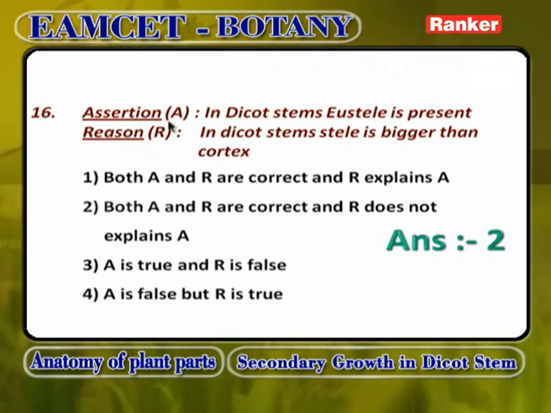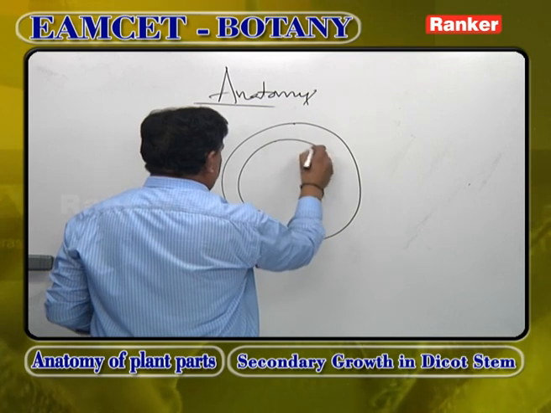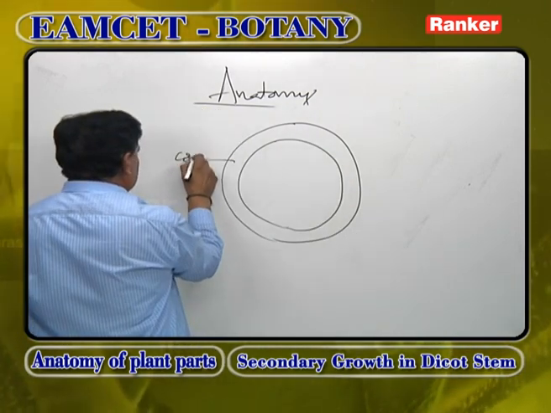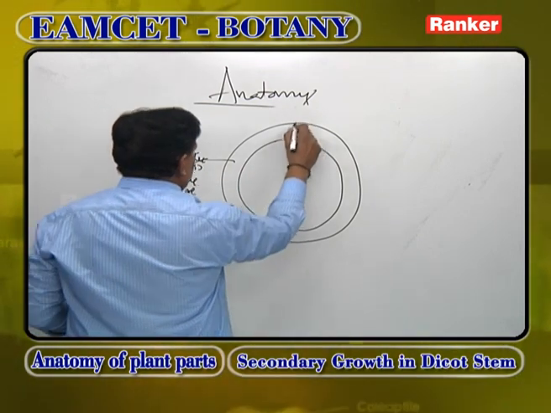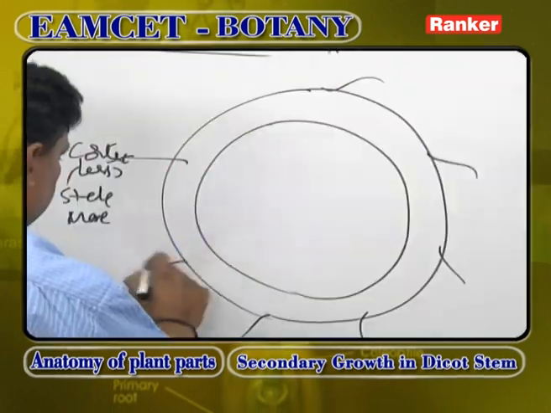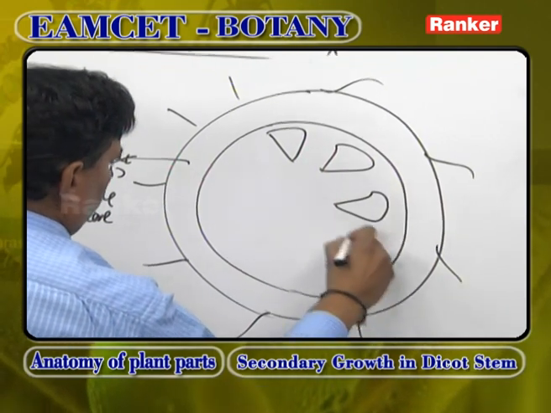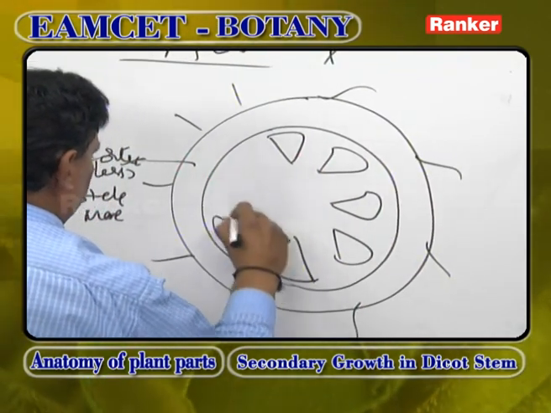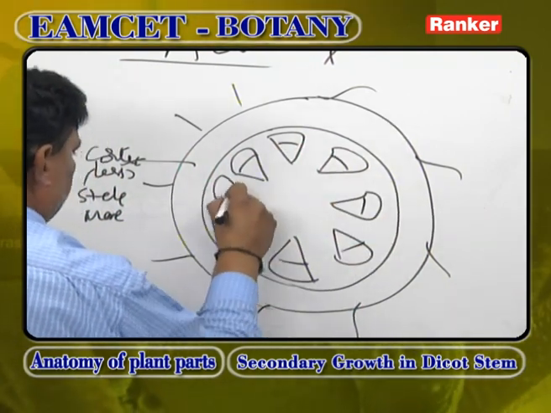This is another assertion reasoning. In a dicot stem, eustele is present, and eustele means the ground plan, cortex is less, stele is more. And some of the epidermal cells give rise to trichomes. Eustele means limited number of vascular bundles arranged in the form of a ring. This is called eustele. Cambium is present in between xylem and phloem.